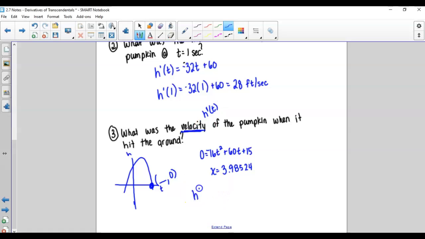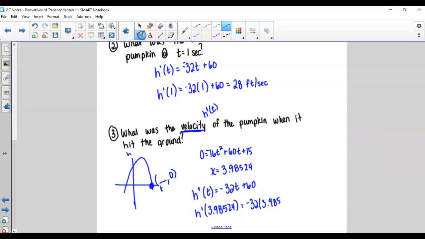So h prime of t is negative 32t plus 60. I don't really have to write that down again. I found that on the last problem. So I'm looking for h prime of 3.98524. And so if I do negative 32 times that value plus 60, I will get my answer here.